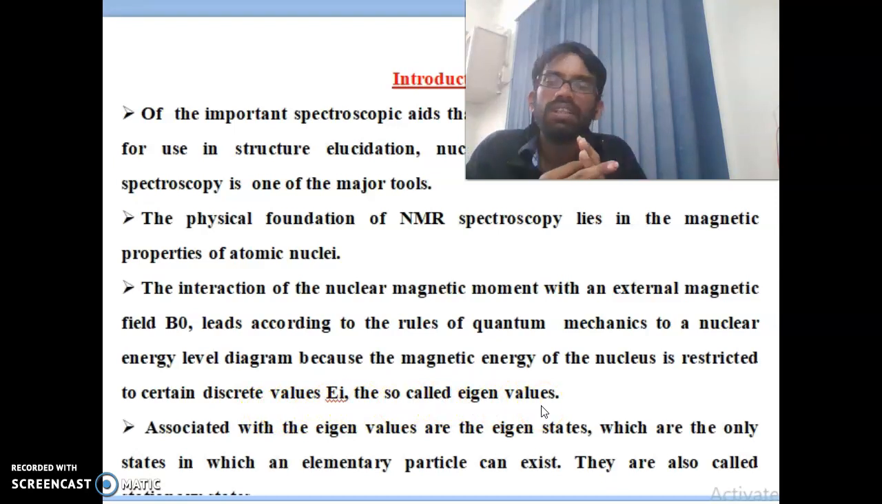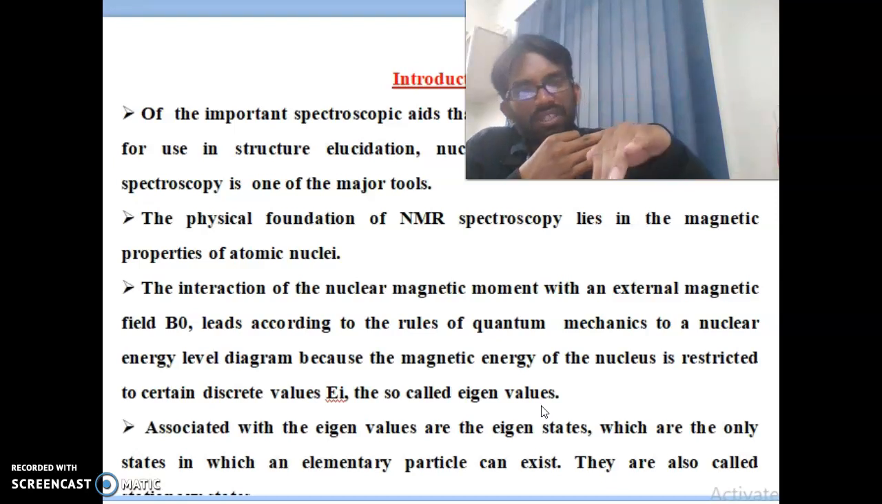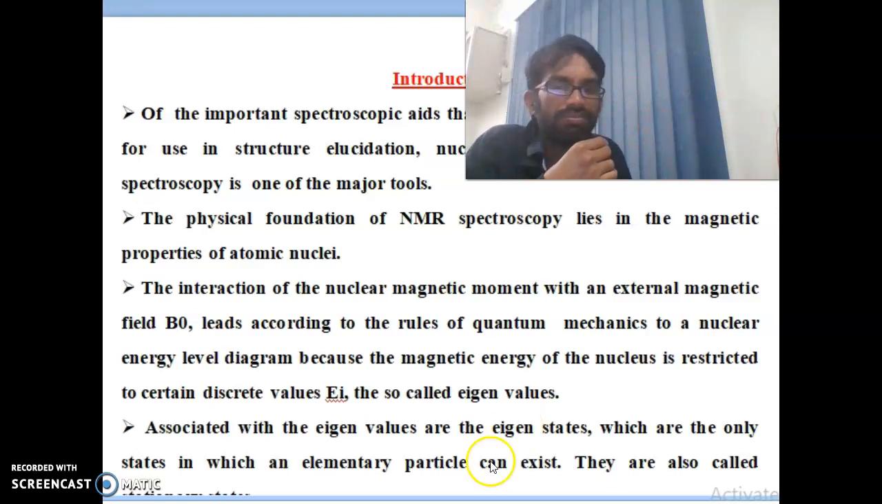So simply, NMR spectroscopy nowadays is one of the major tools for structure determination, and the magnetic properties of the atomic nucleus are its main physical foundation. If you apply the external magnetic field B0, following the rules of quantum mechanics, energy level diagrams arise, like ground state to excited state, E1 level to E2 level. These are called eigenvalues.